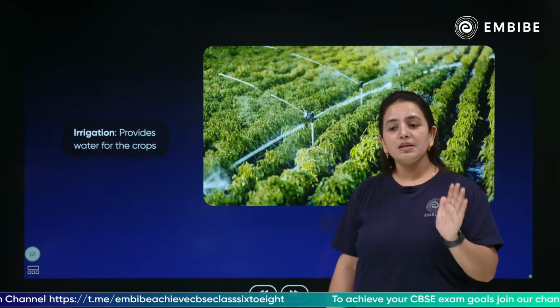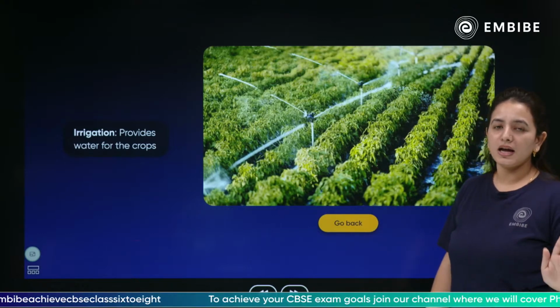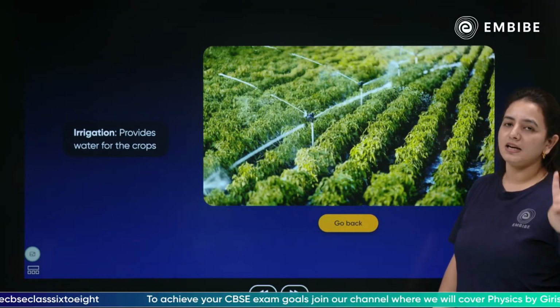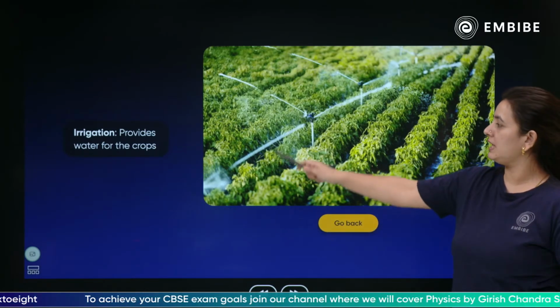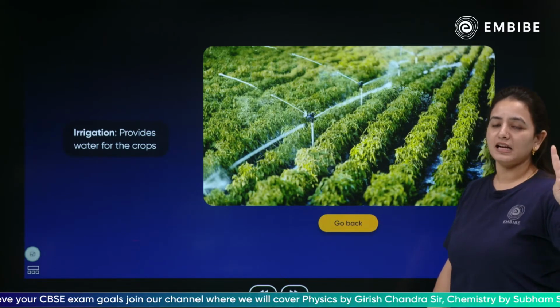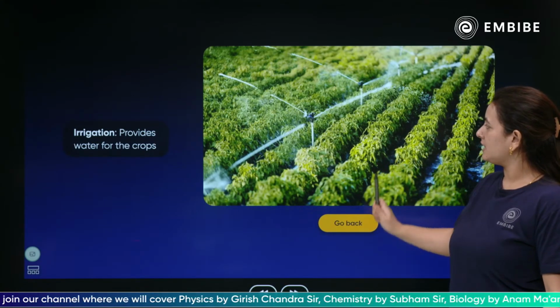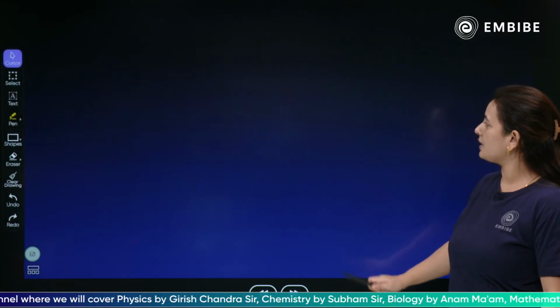So, we need to keep them moist, we need to keep them wet. So, the fourth step is to keep the field wet through the irrigation system. This is the fourth agriculture practice. The fourth is watering the field.